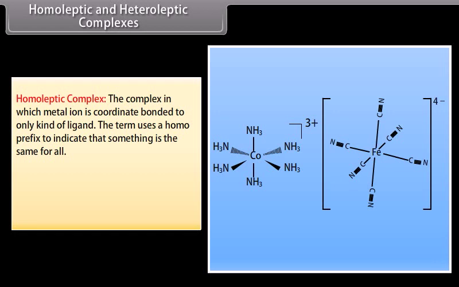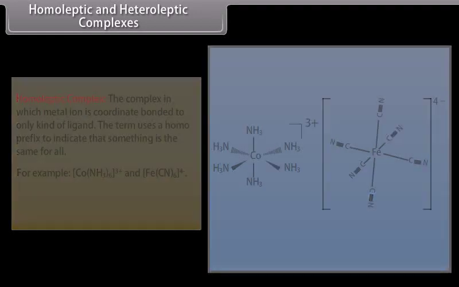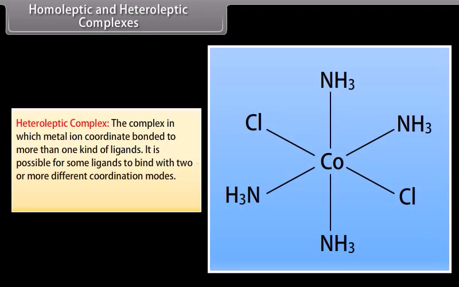Homoleptic and heteroleptic complexes. Homoleptic complex: the complex in which the metal ion is coordinate bonded to only one kind of ligand. The term uses a homo prefix to indicate that something is the same for all. For example, [Co(NH3)6]3+ and [Fe(CN)6]4-. Heteroleptic complex: the complex in which the metal ion is coordinate bonded to more than one kind of ligand. It is possible for some ligands to bind with two or more different coordination modes. For example, [CoCl2(NH3)4]+.